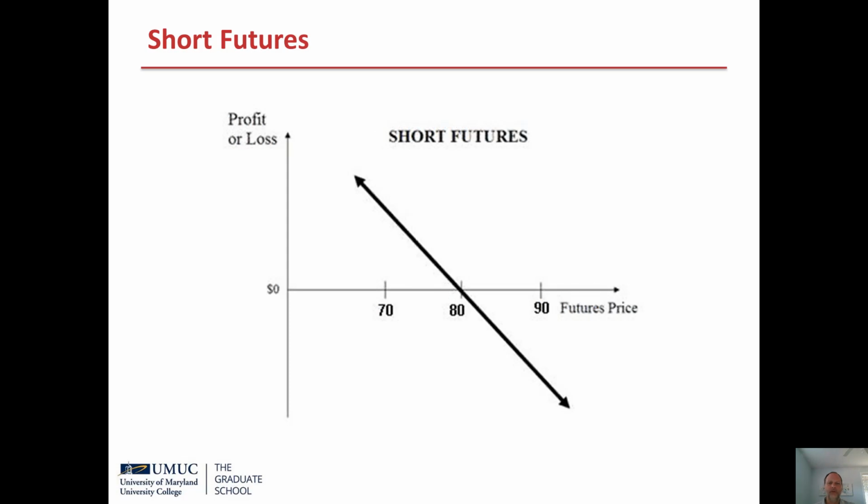The short future looks the opposite. Oil producers might sell short futures to guarantee them a sale price of oil, and then the counter side of this, that would buy a long oil future, would be like an airline or a trucking company. And again, with a short future, just like shorting a stock, the value of the future goes up as the price of the underlying goes down. The value of the future goes down as the price of the underlying increases.